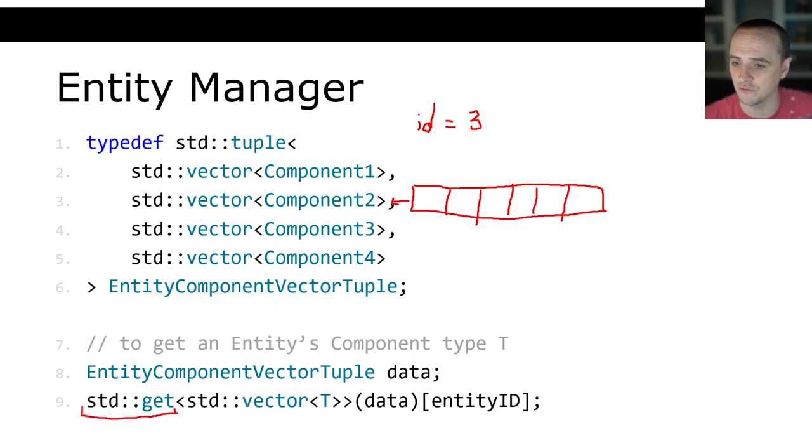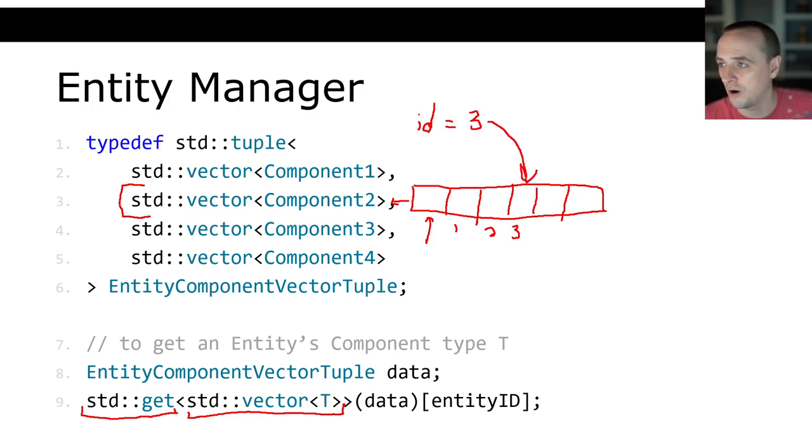Okay, so we want to get something from the tuple. We want to get component two, so we'll pass in std::vector of component two. It will look up this vector right here in the actual tuple that we've set up. That returns a vector and we go, okay, this is index 0, 1, 2, 3. And so for the entity with ID three, component two lives in this part of the data. So std::get, std::vector of T data at a given index. That is how we get this data. That's how you can implement it in C++. In a different language, you may have to implement this differently, but using templates and tuples, we can do this with zero overhead in C++.